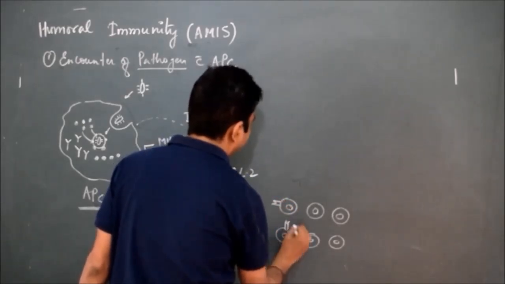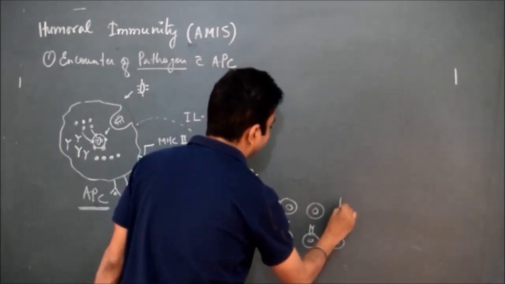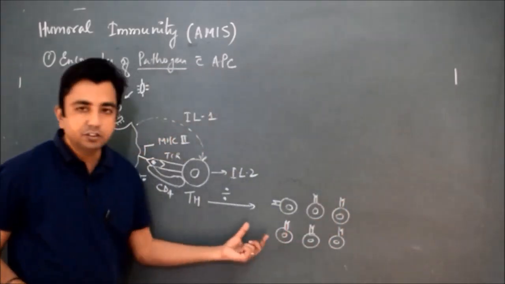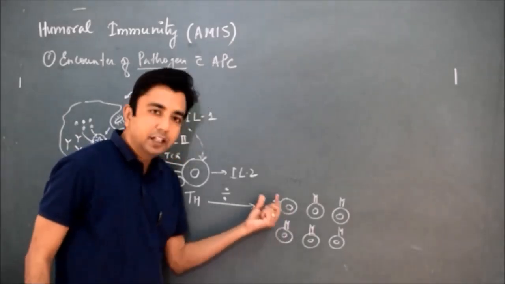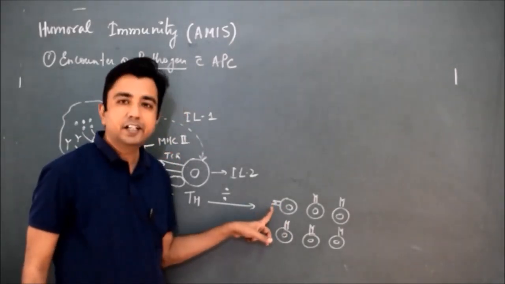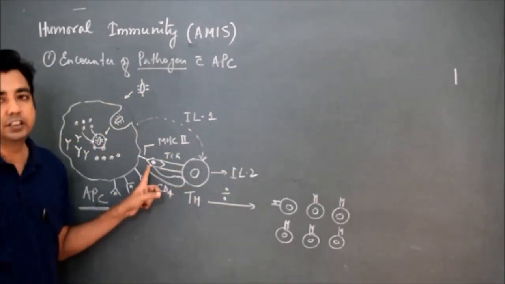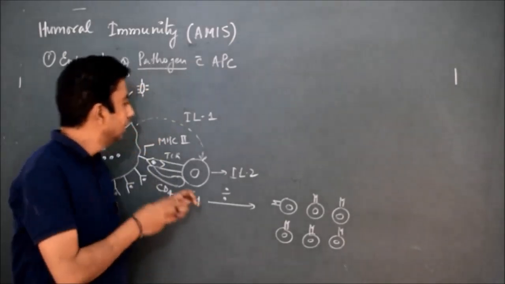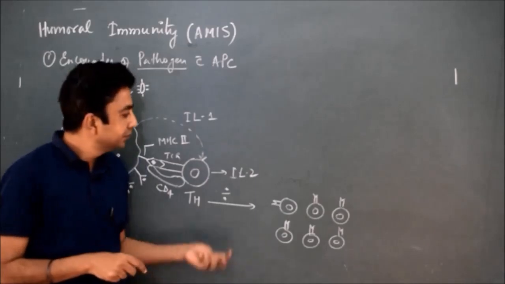Each having TCR, and each T helper cell has a TCR, and that TCR will recognize only this antigen. Okay. Now, up to this point, everything is clear.